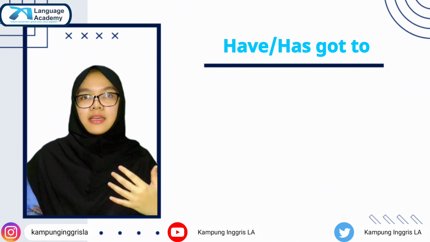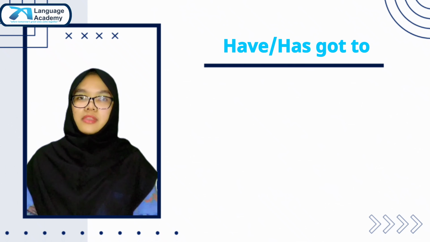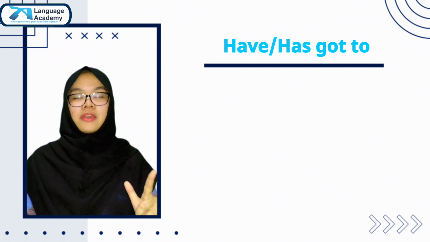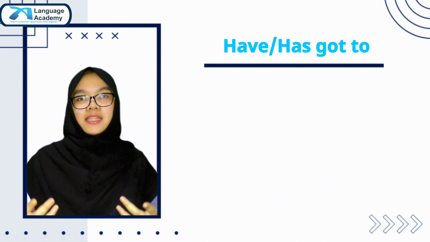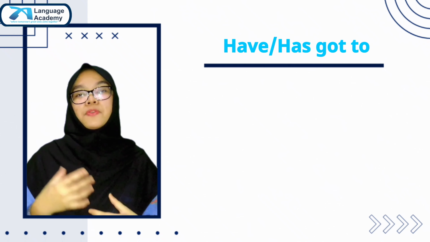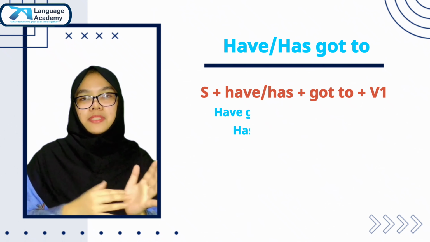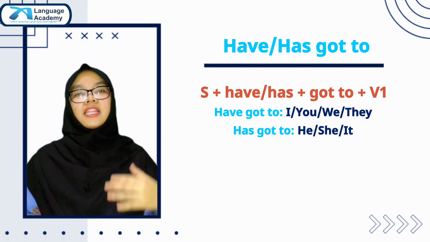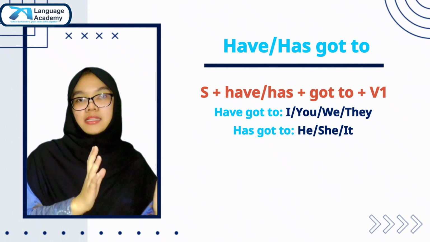Now, the next expressions or words that you can use is have got to or has got to, which is basically means the same with have to and has to. Artinya sama saja dengan have to dan has to. Rules atau aturan penggunaannya juga sama dengan have to and has to. Ketika teman-teman menggunakan subjek I, you, we, they, teman-teman pakai have got to. Ketika teman-teman menggunakan subjek she, he, it, you use has got to.